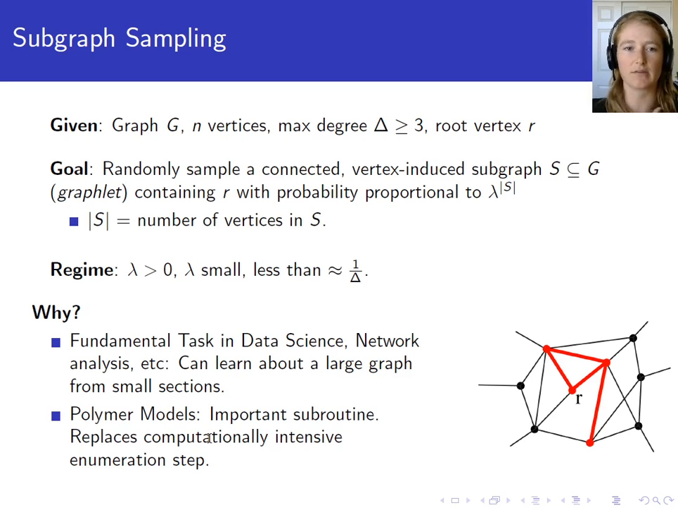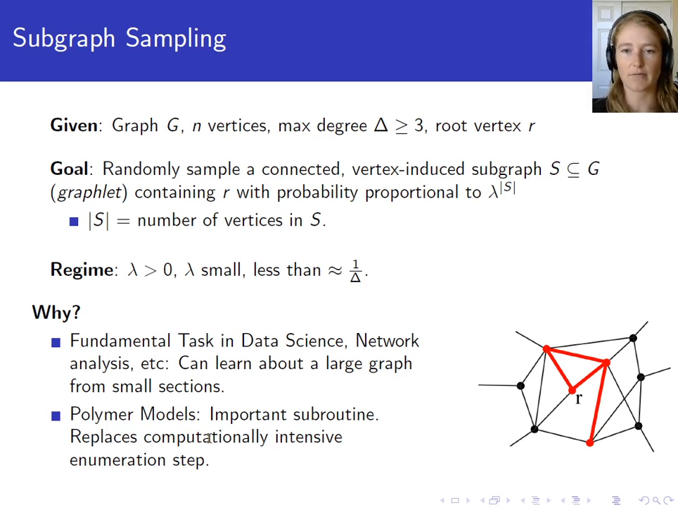In this problem, we are given a graph, G, that has n vertices. It has some bounded degree, so it has some maximum degree delta bigger than or equal to 3. You should think of delta as some constant. And it's also given some distinguished vertex R, which we're going to call the root vertex. Our goal is to randomly sample a connected vertex-induced subgraph containing the root R.